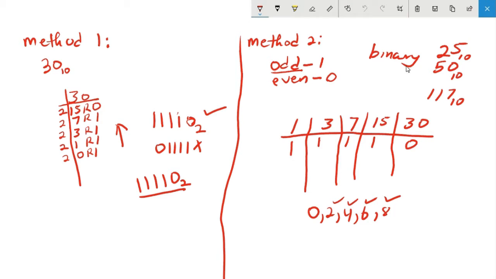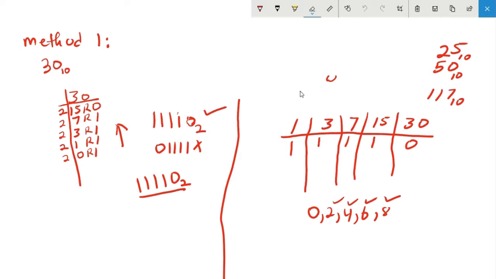I said that I was going to show you 3 ways in which you could convert from base 10 to base 2. I only showed you 2 ways, so it means I have to show you the last method, which I forgot to do. So let me make some space.